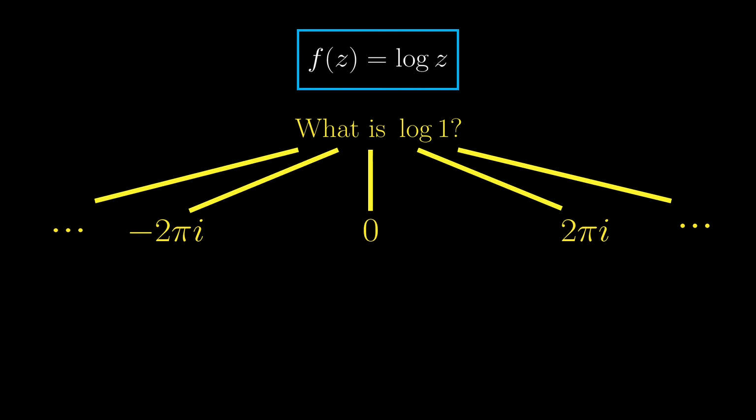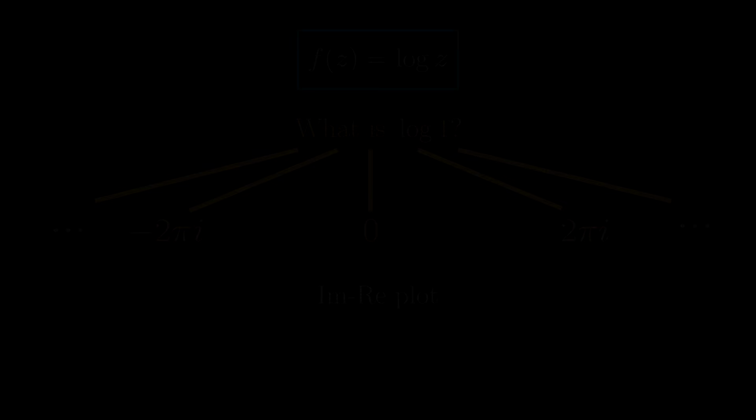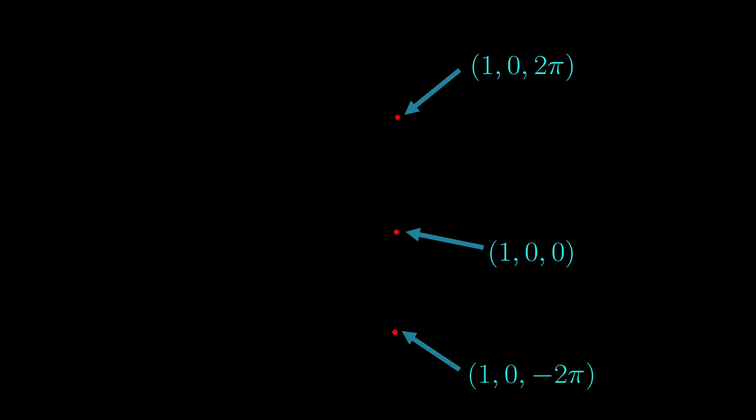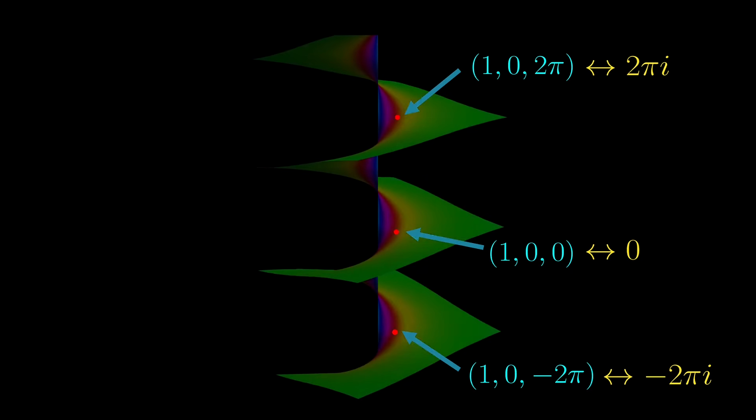As said before, the logarithm of 1 has infinitely many answers, and this time we just take all of them. But instead of Re-Im plot, we use the Im-Re plot for logarithm instead. So we are going to plot the points (1, 0, 0), (1, 0, 2 pi), (1, 0, -2 pi), and so on, which correspond to 0, 2 pi i, and -2 pi i respectively. And this is the 3D plot, which looks like some spiral staircase.